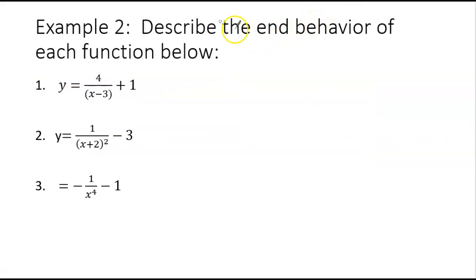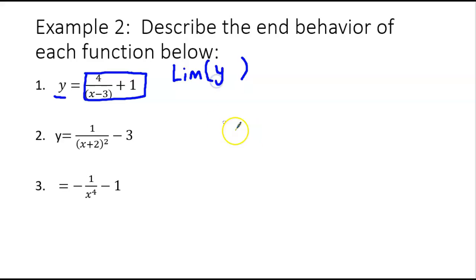So, for example 2, I want us to describe the end behavior of these functions. So how do we describe end behavior? Well, instead of writing out this entire function here, let's just put what it equals. We'll just put y there. It's a little bit less writing.